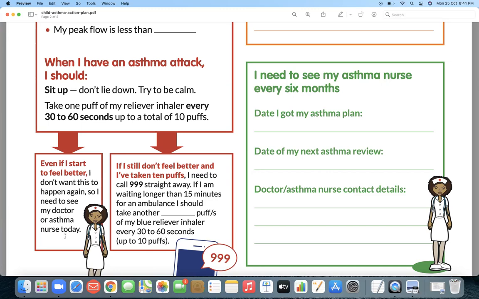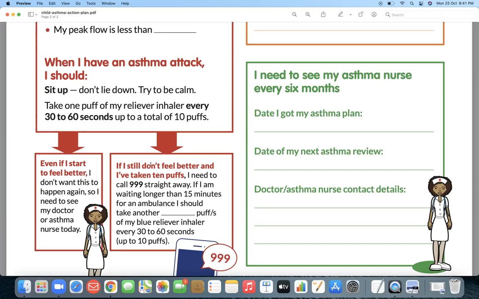So whenever there is an asthma attack, whether it is mild, moderate, or severe, you have to go to your doctor along with doing these things. If I still don't feel better and I have taken 10 puffs, even if you feel better, you have to see your doctor.